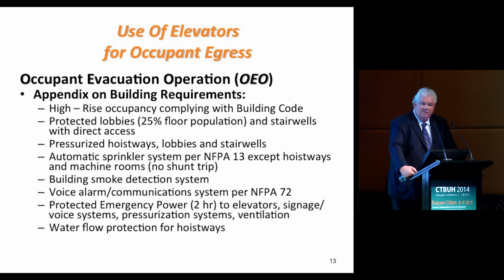Protected emergency power is needed, and it needs to be operational for 2 hours for not only the elevators, but the signage and voice systems, the pressurization systems, and the ventilation. And the hoistways need to be protected from water flow that could be caused by sprinklers. That again is not specified how that should be done, but there are examples given such as sloping the floors or providing drains in the lobby areas.